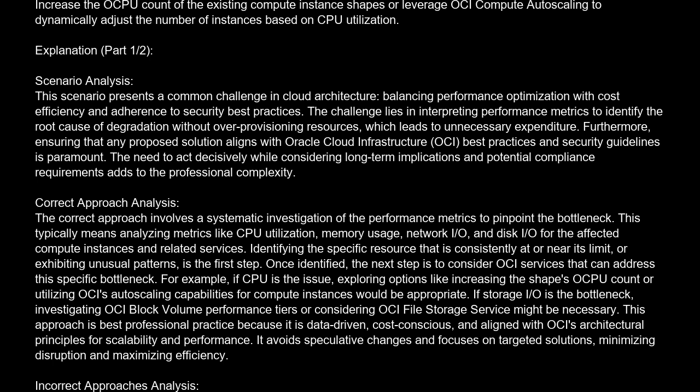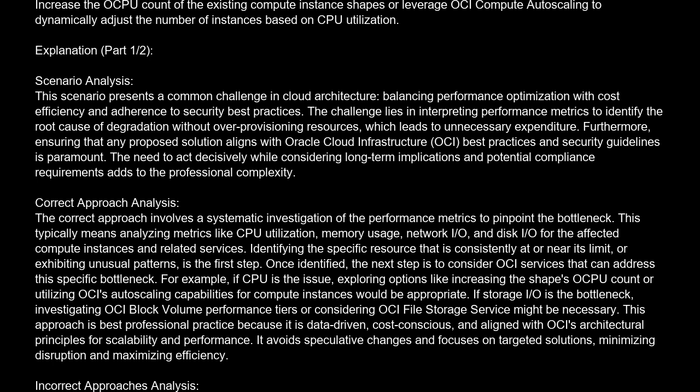If storage I/O is the bottleneck, investigating OCI block volume performance tiers or considering OCI file storage service might be necessary. This approach is best professional practice because it is data-driven, cost-conscious, and aligned with OCI's architectural principles for scalability and performance. It avoids speculative changes and focuses on targeted solutions, minimizing disruption and maximizing efficiency.